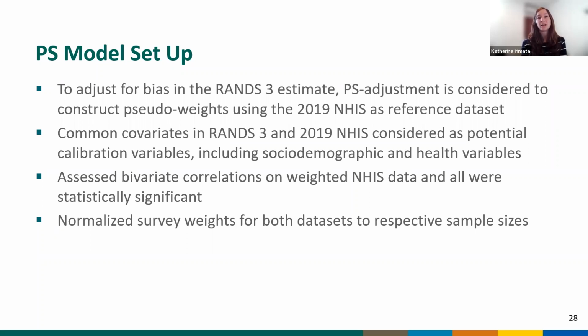So when we set up our propensity score model, we want to make sure that we're not only including covariates that are related to both our outcome, asthma, and participation in RANS, but we'll need to include another variable type as well. And then just before getting started, we also normalized our survey weights for both data sets to respective sample sizes, so they're on a similar scale.